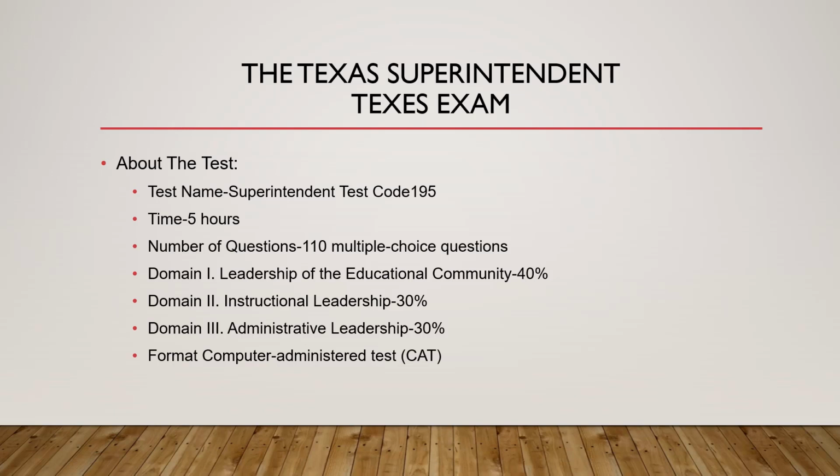This slide talks about the actual Texas Superintendent exam. It is called the Superintendent Test Code 195. You're given 5 hours to take the exam. There are 110 multiple choice questions. These multiple choice questions can include single set questions, cluster questions, case study questions, and questions that include documents, artifacts, and data to be considered in your responses.